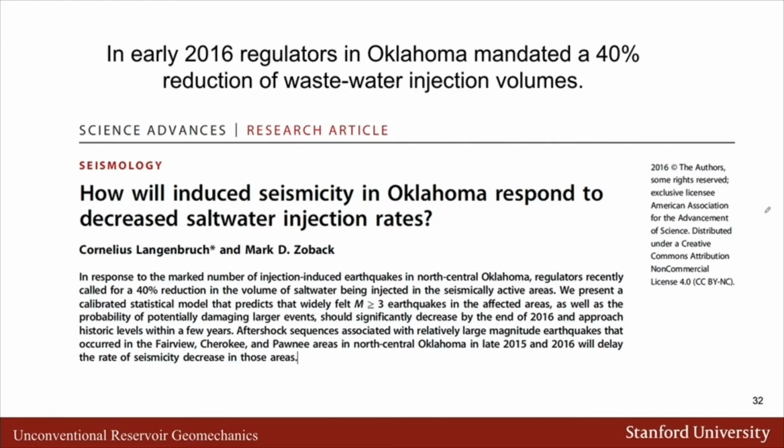But the question was, while it was declining, was it declining fast enough? Would it return to background levels? Was 40% too little? Should they have reduced wastewater injection more? Was 40% too much? How will induced seismicity in Oklahoma respond to the decreased saltwater injection rates?